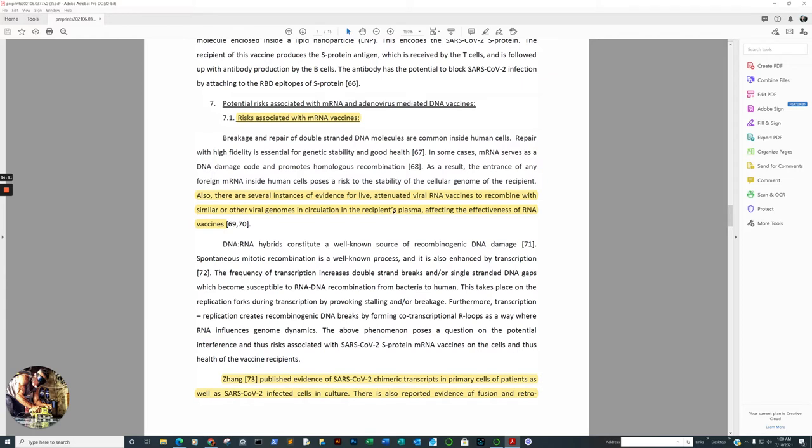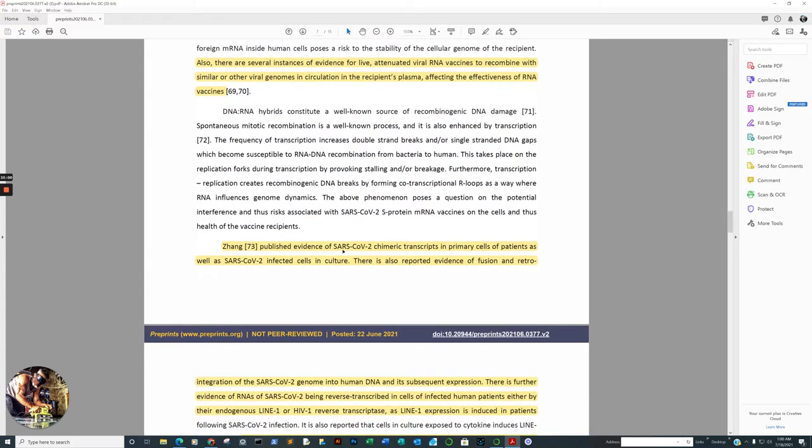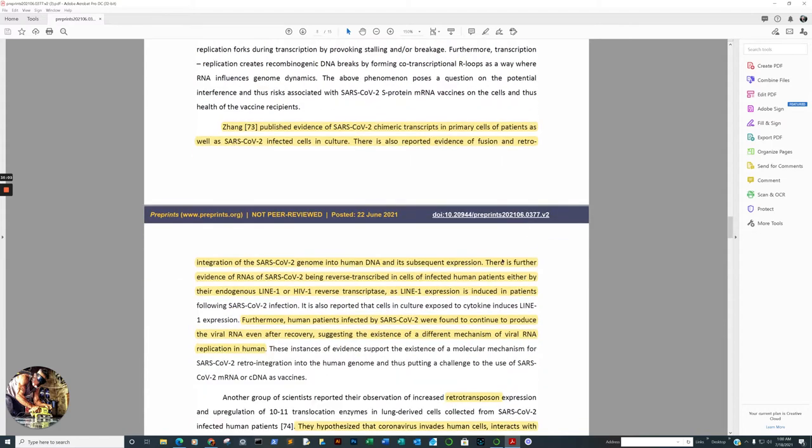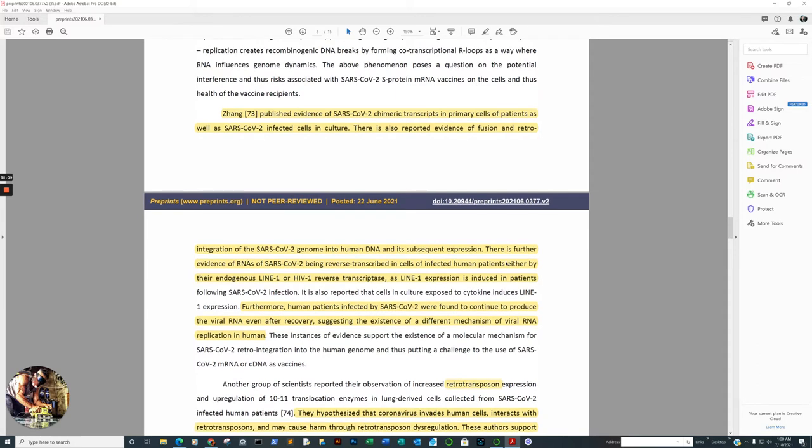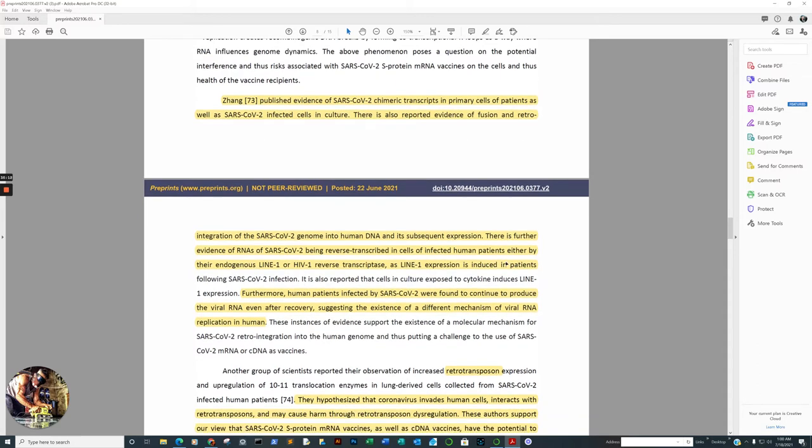So, for example, there have been situations with viral RNA vaccines to recombine with similar other viral genomes in circulation to the recipient's plasma, affecting the RNA vaccines. And it goes through the cultures and things like that. And here's one thing really weird, which comes up every single time, and I don't know why. Remember, like last week, an HIV patient ended up mutating where they couldn't fight off the virus, then re-entering itself and becoming like what they used to call in polio, and still do, wild excretors. So this kind of forms like a wild excretor. And that word pops up a lot.